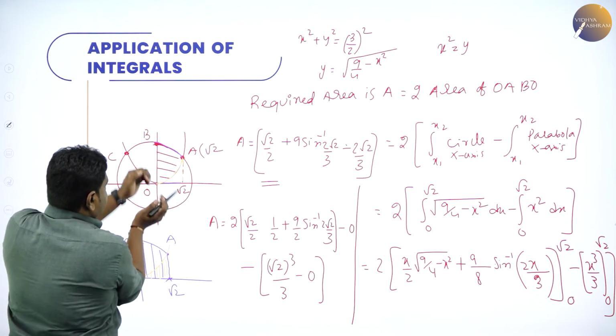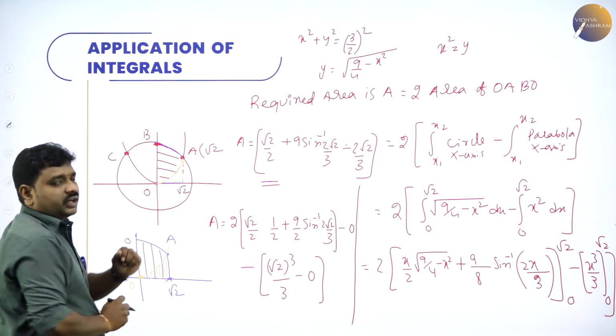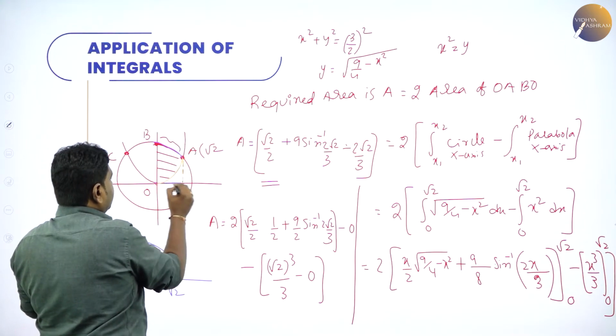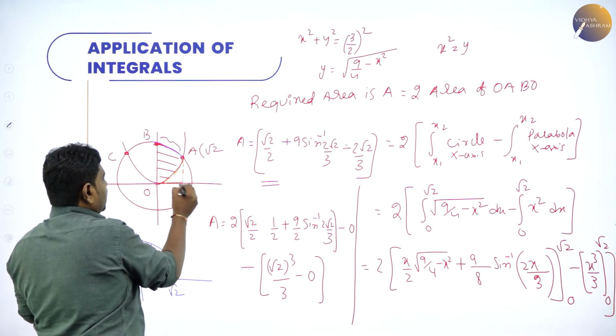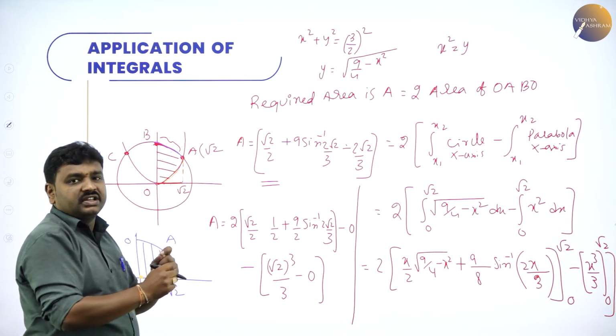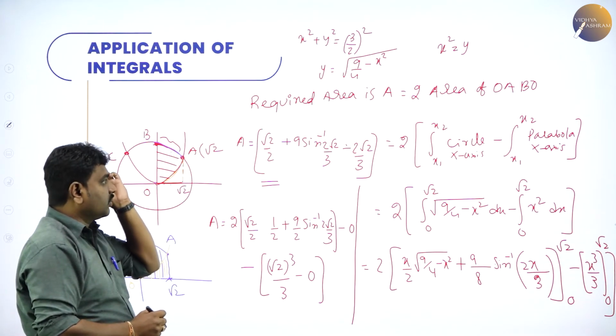So circle and x-axis minus parabola and x-axis, if you do, you will get it. Area bounded by, this is a part of the circle and x-axis, and this is a part of the parabola and x-axis. Total minus this, if you do, you will get this area. So write the formula and elaborate it, you will get the final answer.